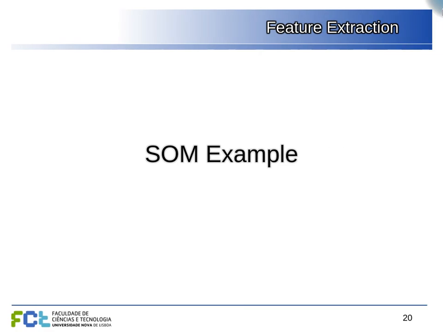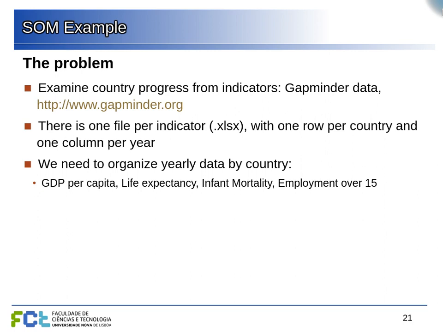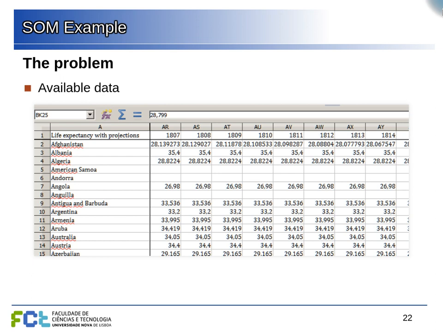Okay, let's see a specific example where we put these things together: feature extraction and then self-organizing maps. You have in this site here, Gapminder, data on indicators that change across the years for different countries. In this case, we're going to use gross domestic product per capita, life expectancy, infant mortality, and employment of people over 15 years. Each of these indicators is provided in an Excel sheet that has in each line one country, and then each column corresponds to a year.